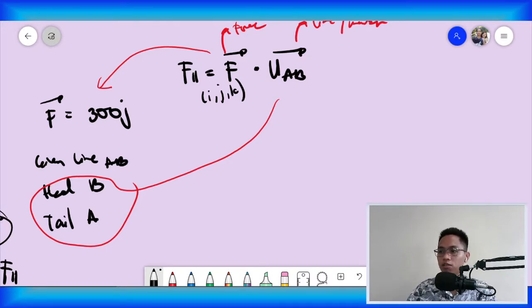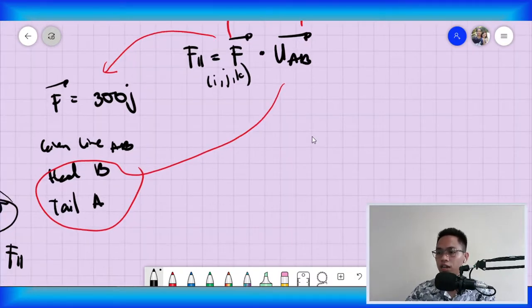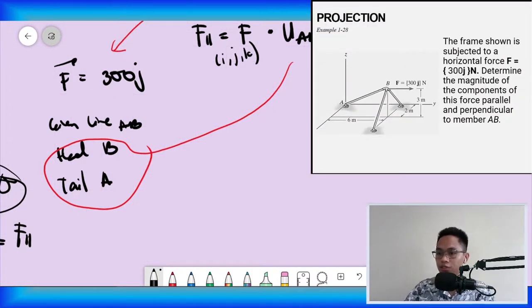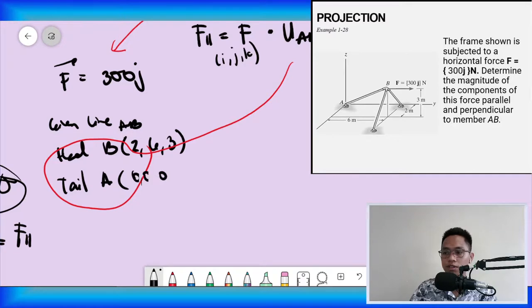Here we need the unit vector. When we say unit vector, we still need the position vector. Now let's take note of the coordinates. Our B has X equal to 2, Y is 6, Z is 3. For A, it is at the origin, that's 0, 0, 0. And that is in meters.